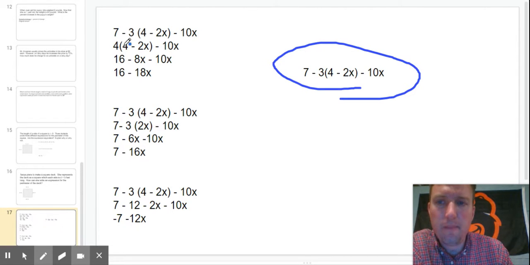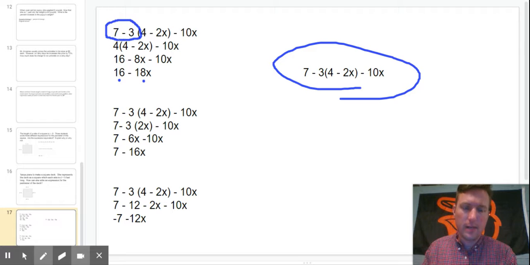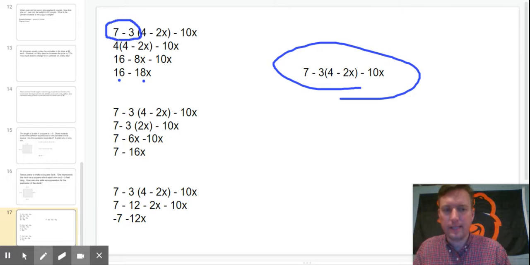So the first student started with 7 minus 3 times 4 minus 2x minus 10x. And they simplified it down, which is great, where they had the whole number or constant terms and variable terms, which is great. That's what you want to do. You want to simplify it so that it looks like this. But wait a minute. When I look here, it looks like the very first thing that this student did was they subtracted 7 minus 3. Now, when we are solving these, or I should say simplifying these, we want to remember our order of operations. Please excuse my dear Aunt Sally.